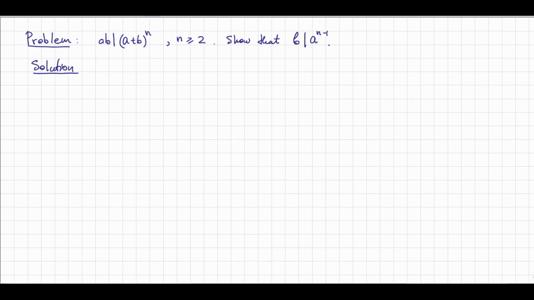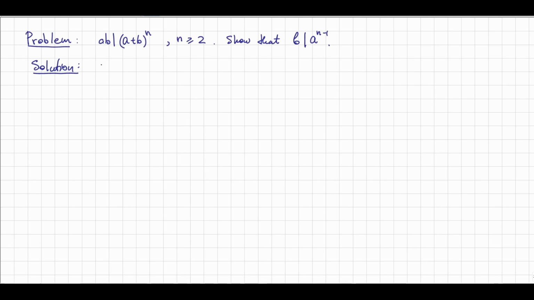Okay, let us now proceed with the solution. I have formulated the problem again here, just so that we recall. We have that ab divides (a plus b) to the power of n. We know that n is at least 2, and we need to show that b divides a to the power of n minus 1.